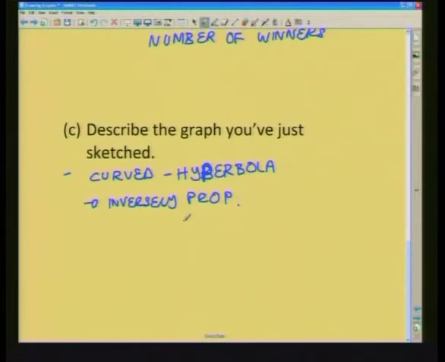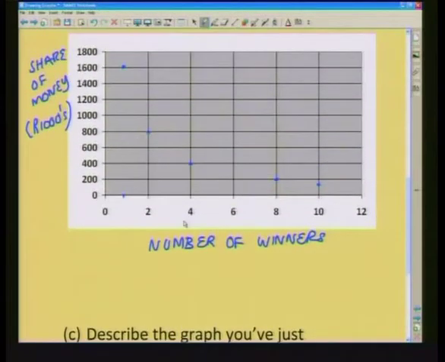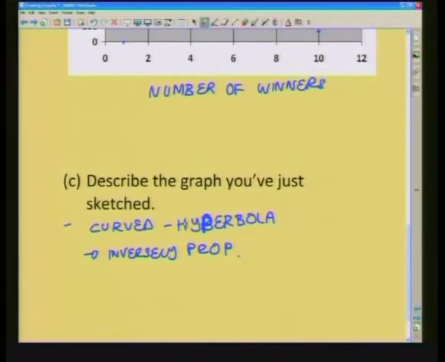And you can say it's an inversely proportional relationship, it's a hyperbola, or it's a curved graph. And you can also say the data is actually discrete, so we cannot join the dots. Okay, and for mentioning all of that information, you will get all of the marks for that part of the question.